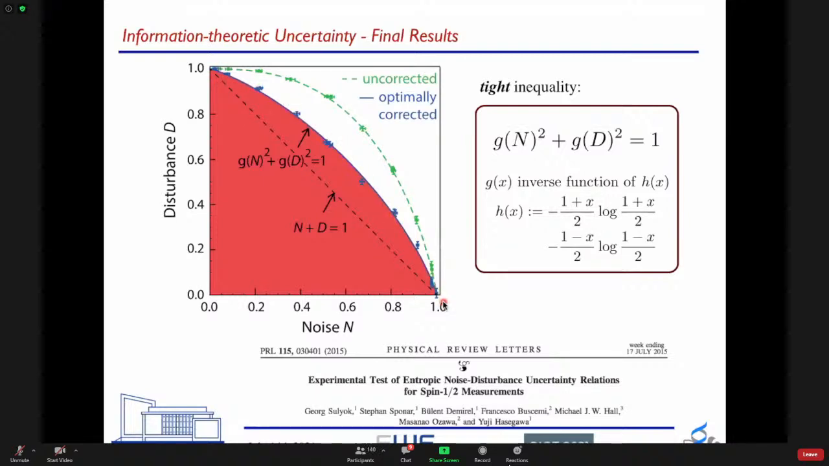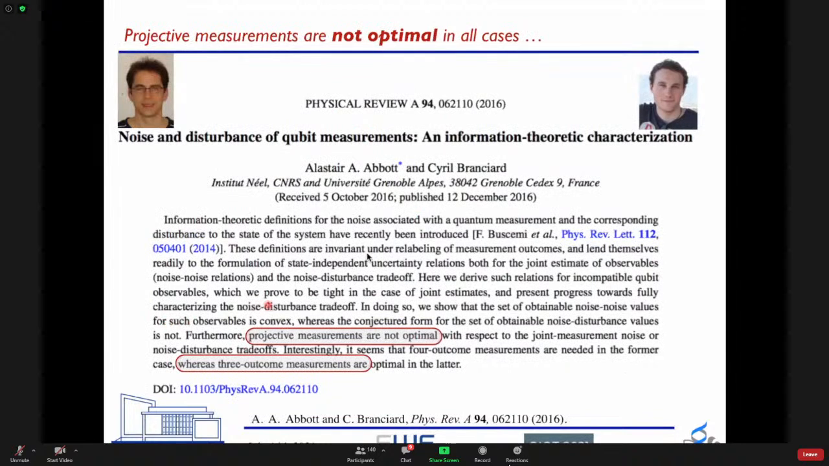I'm almost running out of time, but the last thing I want to show you before I quit is that it was pointed out in a recent paper by Bronsard and Abbott that projective measurements are not always optimal here in this noise disturbance region. So somehow this seems to be a slight contradiction to what I've shown you before, because in the measurement before, we learned that projective measurements have less error compared to general or POVM measurements.